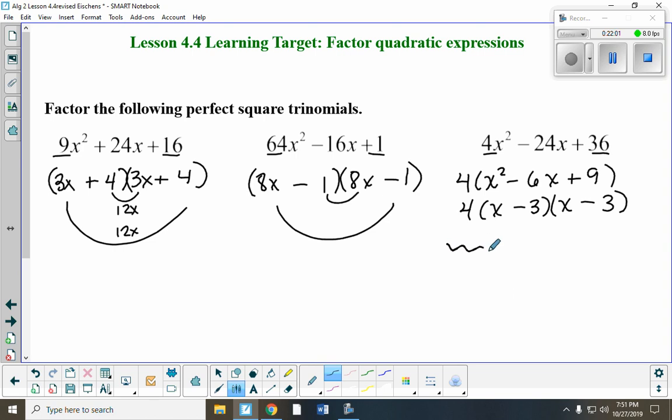Now let's say you didn't notice that that 4 was the common factor and you just factored this as it was. Well, if you did that, you would say, well, the square root of 4 is 2. So you'd have 2x and 2x. The square root of 36 is 6. So you'd have 6 and 6. And 12x and 12x, they would both have to be negative to give you the negative 24.